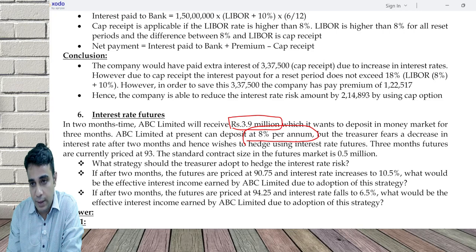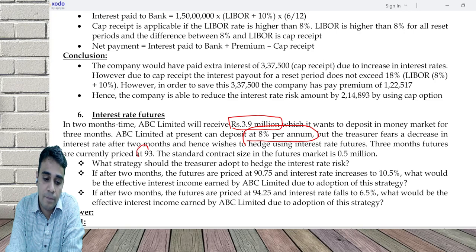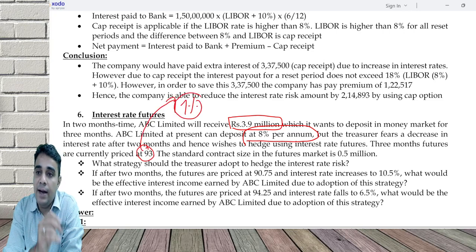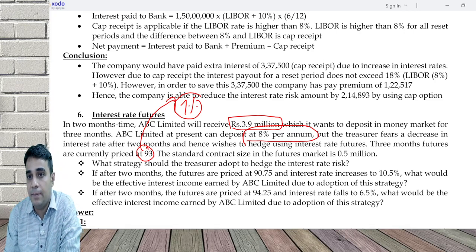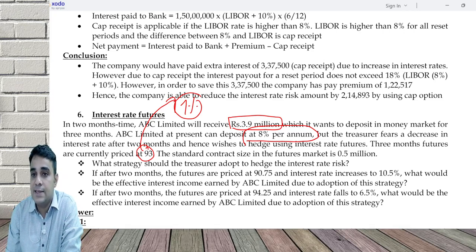Today, if you want to create a deposit, you can create it at 8%. But I don't have the money today. So what do I do? I go through the futures route. Futures is quoted at what? 93 means the rate of interest is 7%. 100 minus 93 is 7. That is how interest rate futures are quoted in the market.